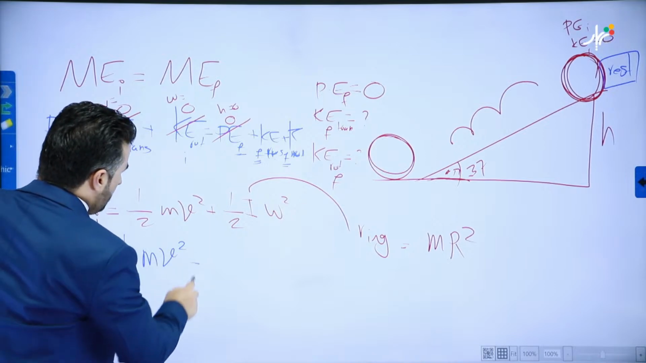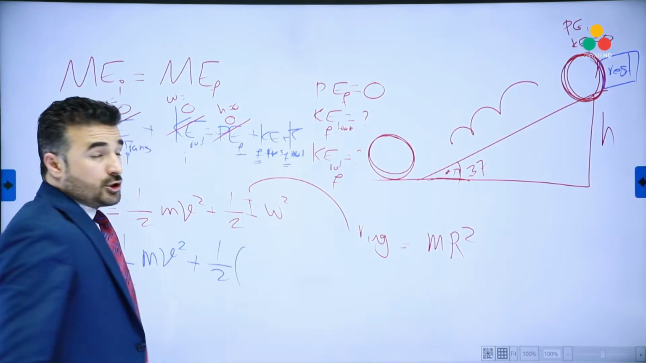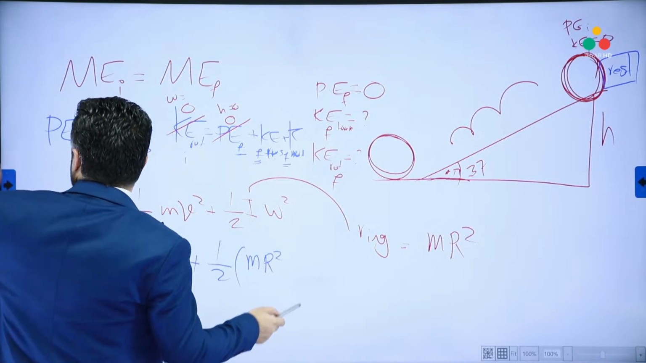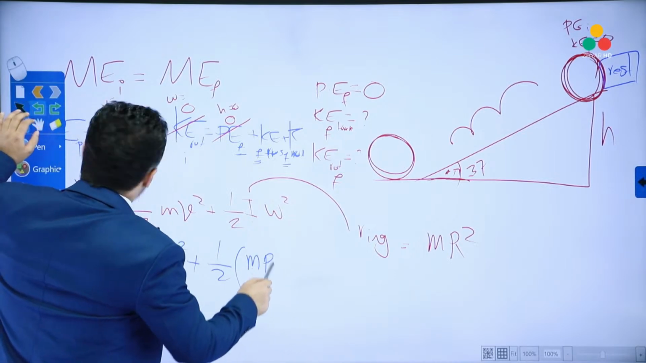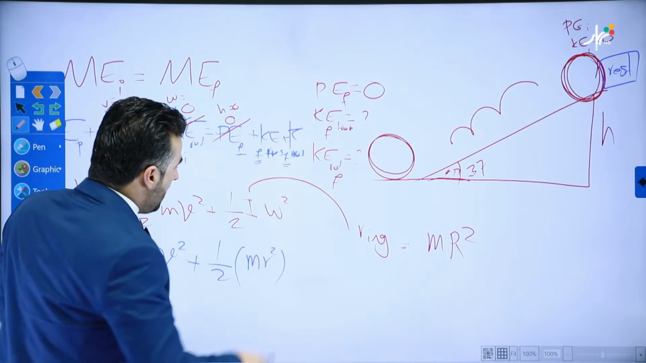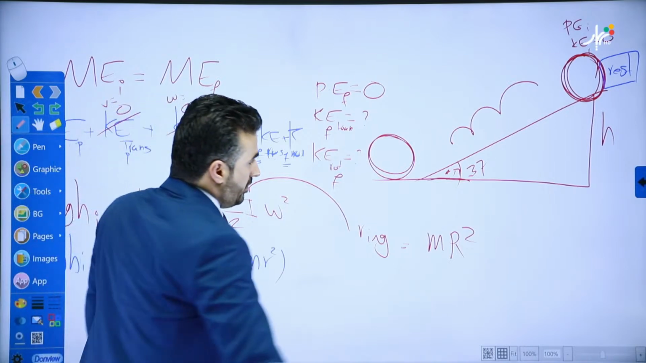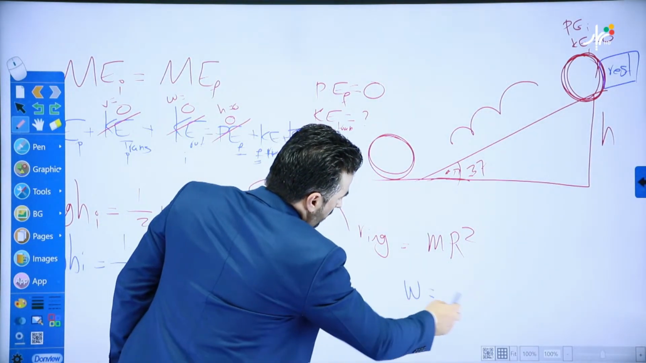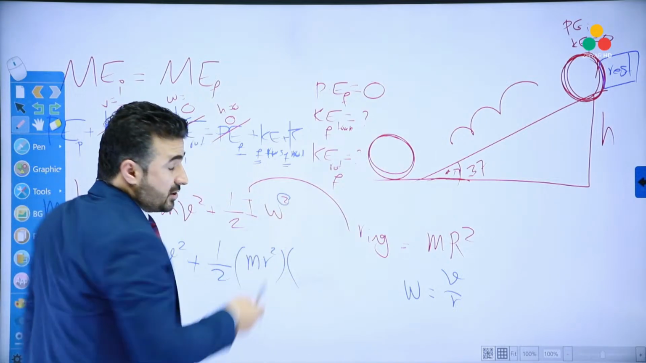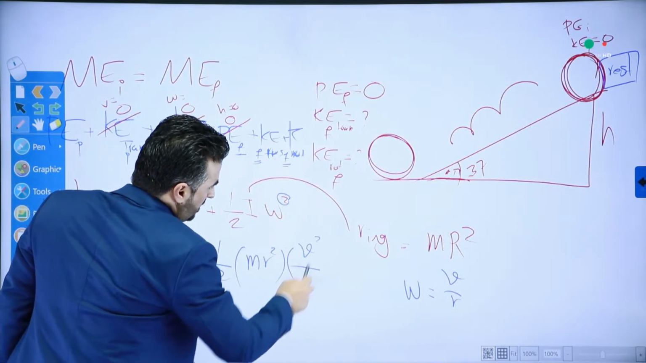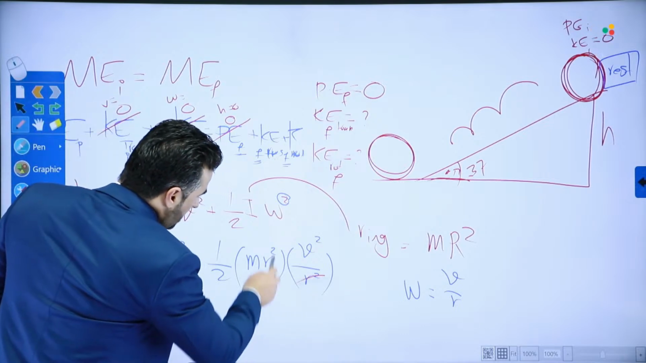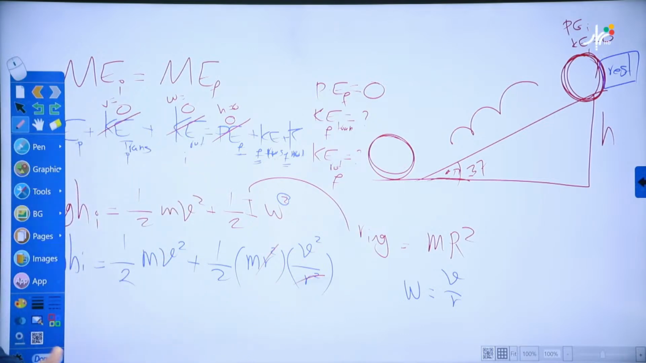speed squared, plus 1/2, and the moment of inertia of a ring equal to what? Equal to mass times radius squared. I can use r small for radius here, so that we can cancel this out later. And then omega squared. What is omega squared equal to? We know that omega equals speed over the radius, yeah? So I can just plug in here, but it is omega squared, so it becomes speed squared over radius squared. Now you can see here, this radius will cancel out with this one here. So what am I left with?